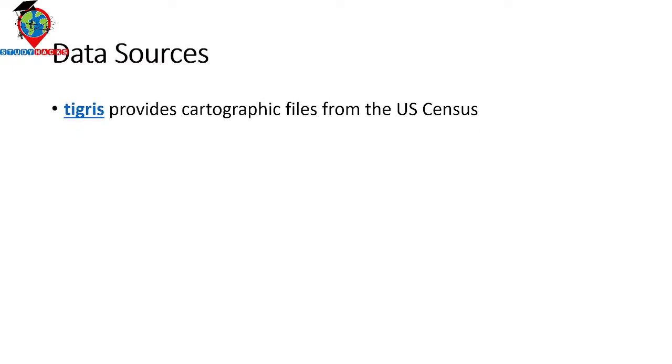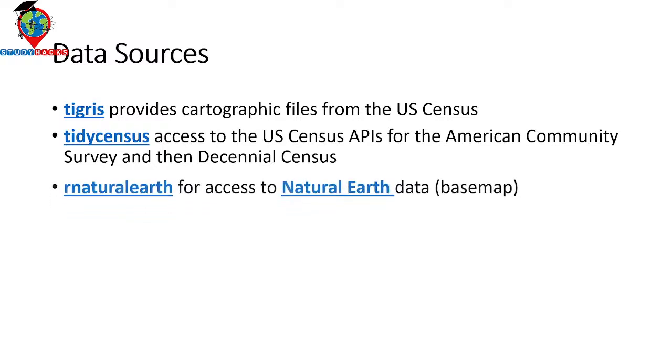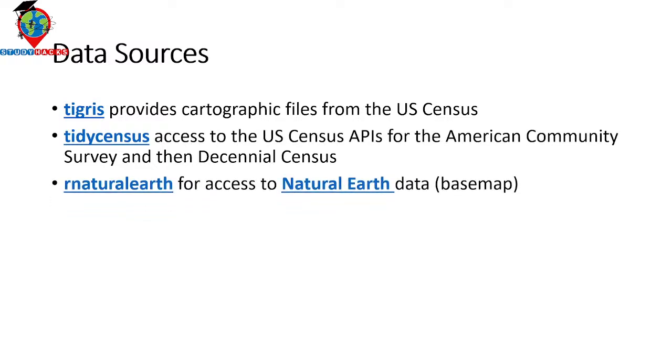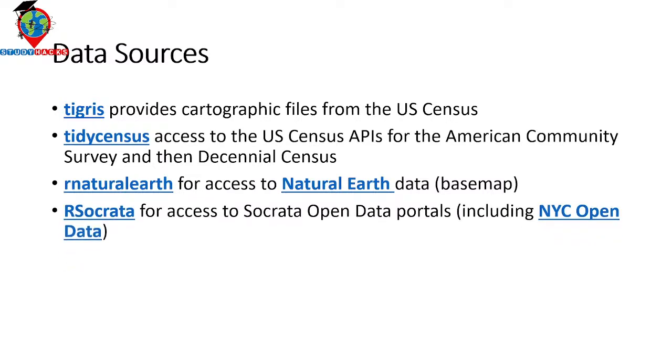Also you can see this is the data source. Basically it's one kind of package. This package stores different types of data sources, such as tigris. It provides the cartographic files from the US census. Also you can see tidycensus, access to the US census API from the American Community Survey and the decennial census. Also you can see rnaturalearth, which mainly accesses Natural Earth data, different types of satellite images and different types of base maps; we can easily get them from the rnaturalearth package. Then there is another package to access the Open Data portal.